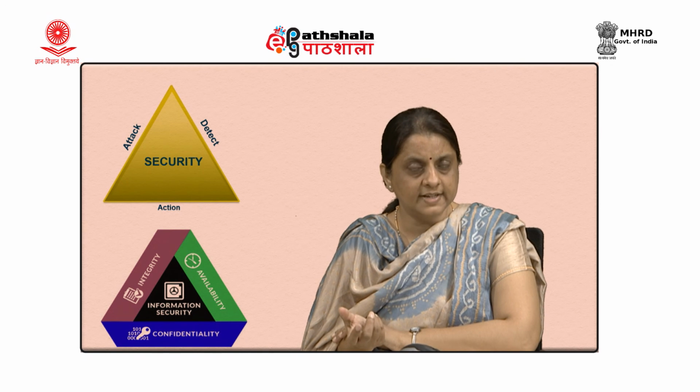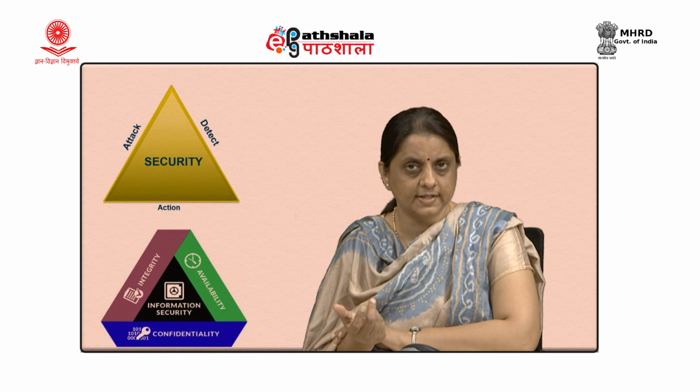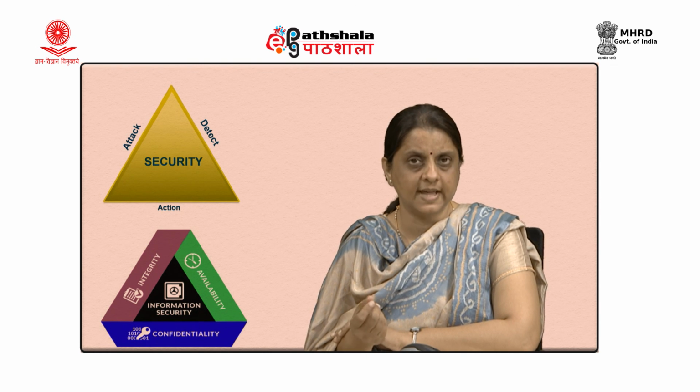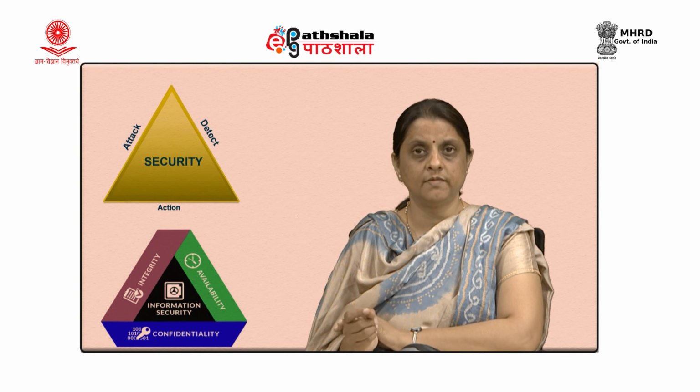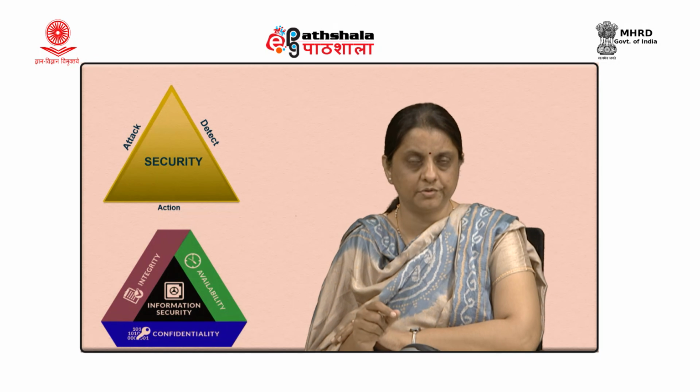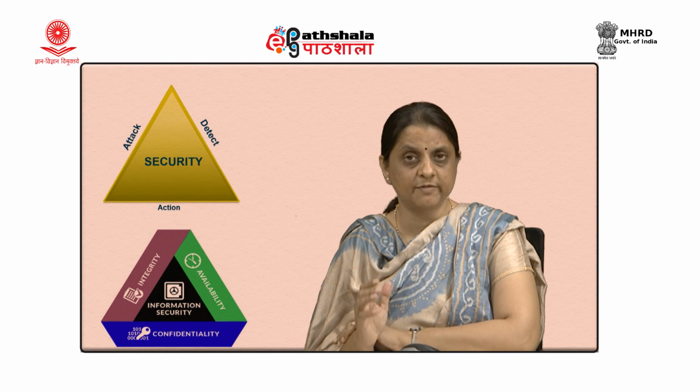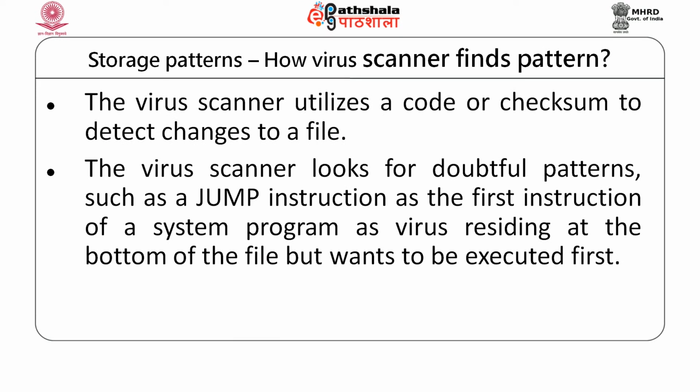The virus scanner once again computes the checksum and finds out whether the same checksum is generated which has already been appended to the file. If they match, that means the file has not been modified; otherwise the file has been modified. The virus scanner looks for doubtful patterns such as a jump instruction as the first instruction of a system program, as the virus resides at the bottom of the file but wants to get executed first.